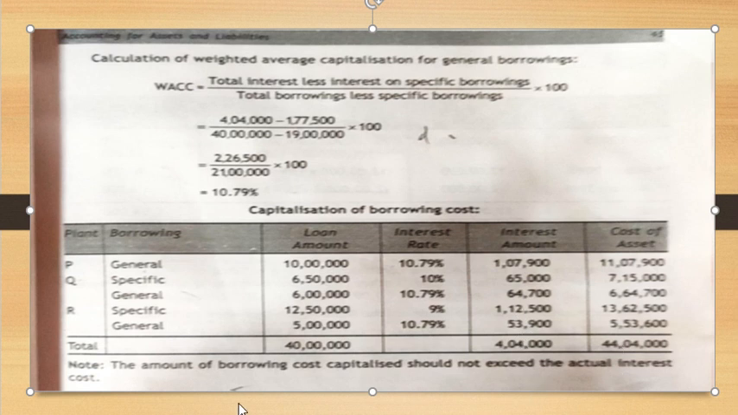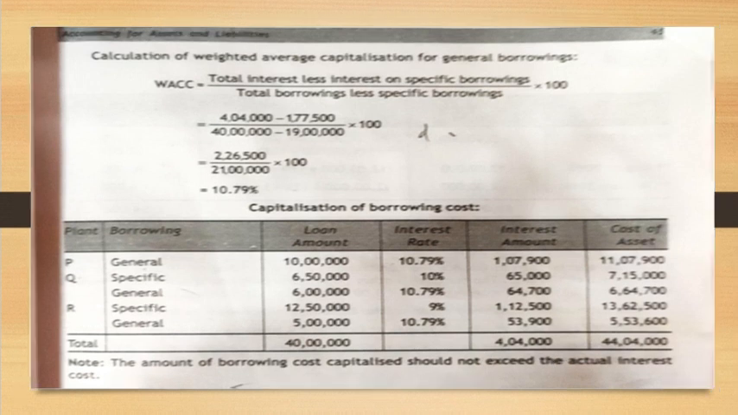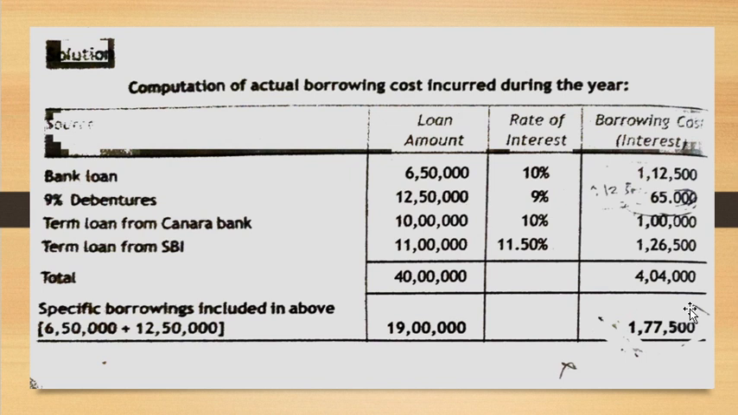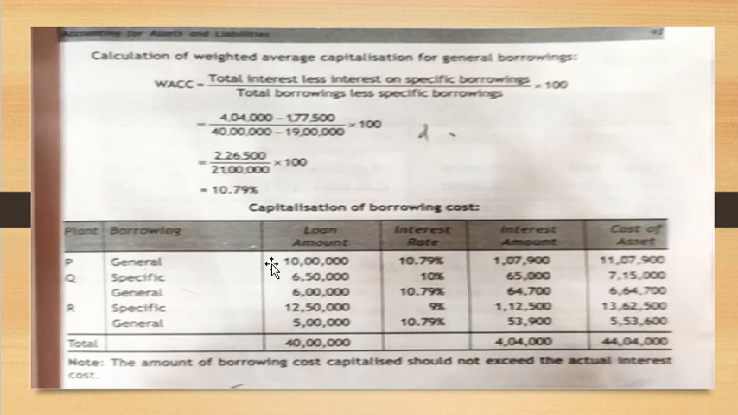As the condition states, the borrowing cost to be capitalized should not exceed the actual interest amount. So what is the actual interest amount as per the calculation? You will get 4,04,000. So the interest amount to be capitalized can be equal to the actual interest amount, that is 4,04,000. As there is 90 rupees excess, we are adjusting it in order to meet the condition.